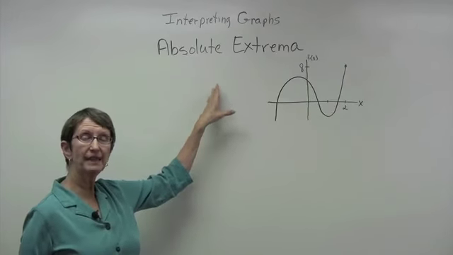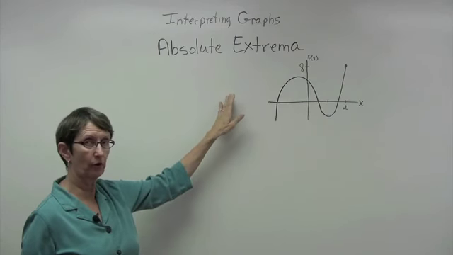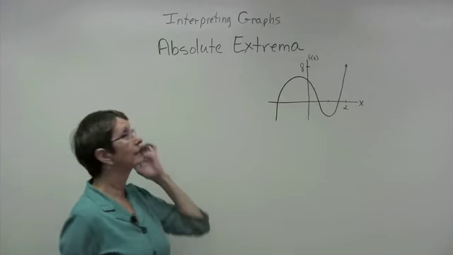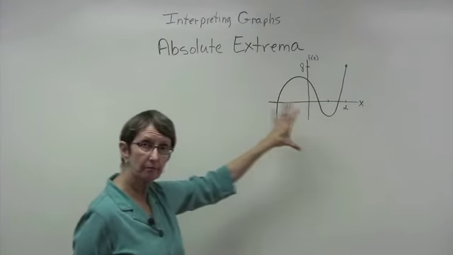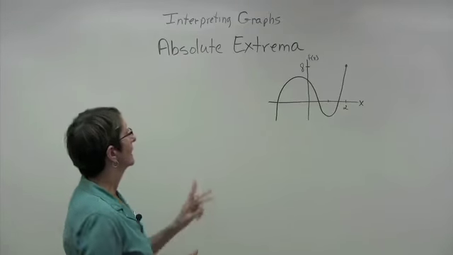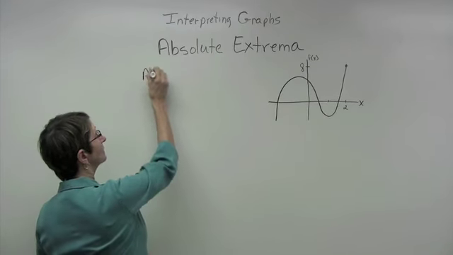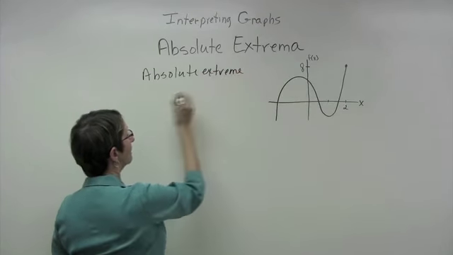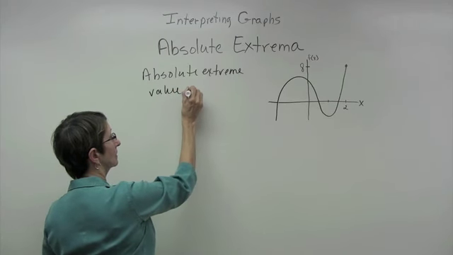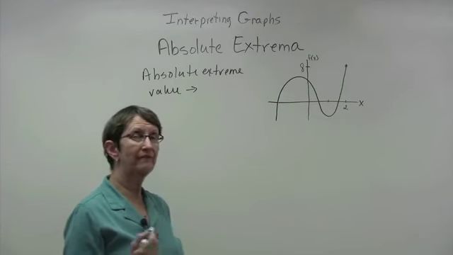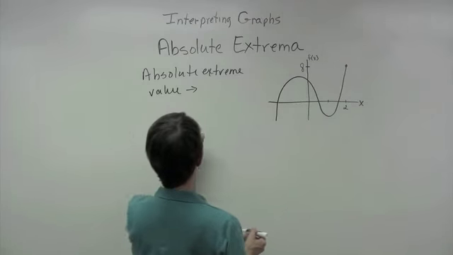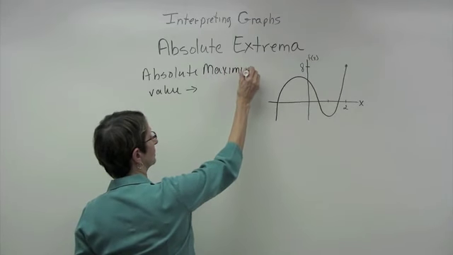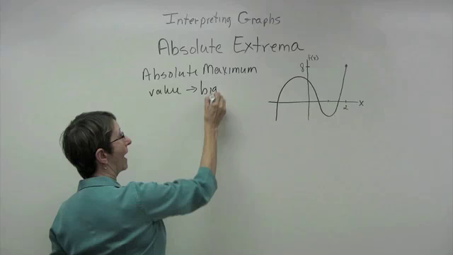Here we want to look at something called the absolute extrema of the graph. Extrema means maximum points and minimum points, high points and low points. So if I look at this graph, there are 2 things I have to think about. I want to know about the absolute extreme value of a graph, let's say absolute maximum value is the biggest y value.